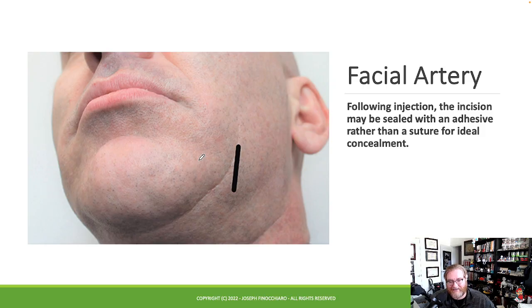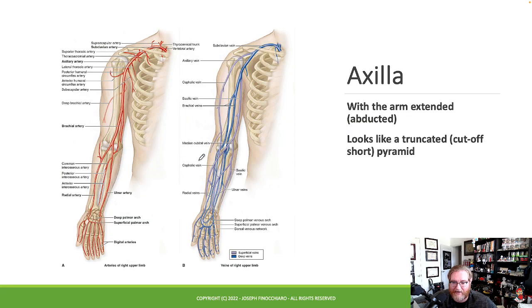Following injection, again, they recommend using an adhesive rather than a suture. Next up, we have the axilla, or the axillary artery. So right now, in order to do anything, we're going to have to get that arm out of the way, because we have to get inside your armpit.